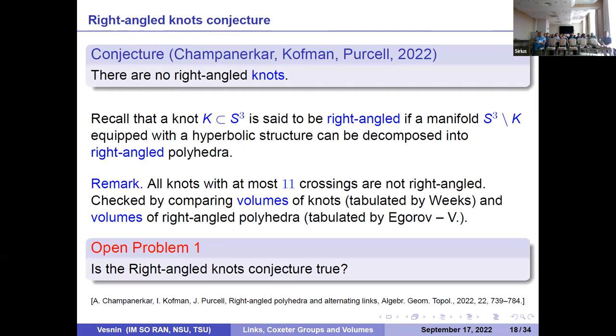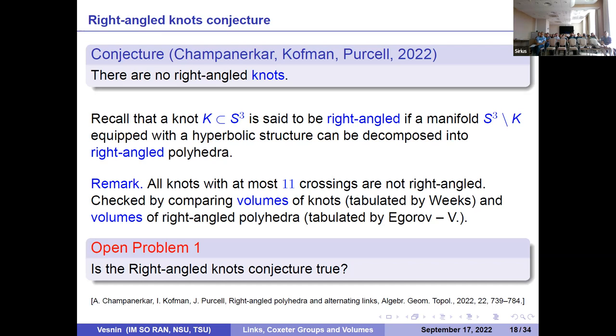And the conjecture was formulated by Champanerkar, Kofman, and Purcell. These people work in New York. They know about these examples of links, and they asked about right-angled polyhedra. Suppose you have a knot, so just one component. Can you decompose it into polyhedra? Again, not necessarily are all polyhedra the same; there are different kinds of polyhedra. They conjectured this fact, and it was checked for knots up to 11 crossings. It was checked by calculations of volumes.